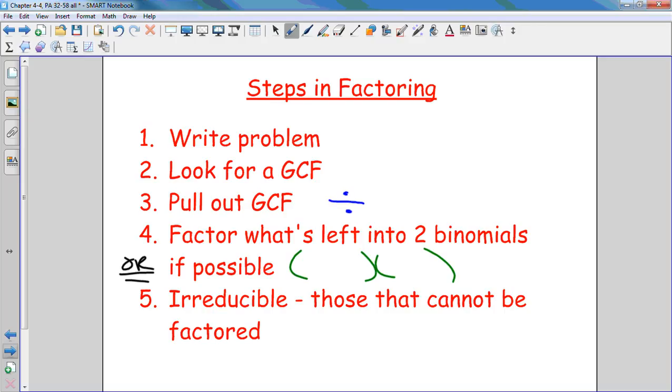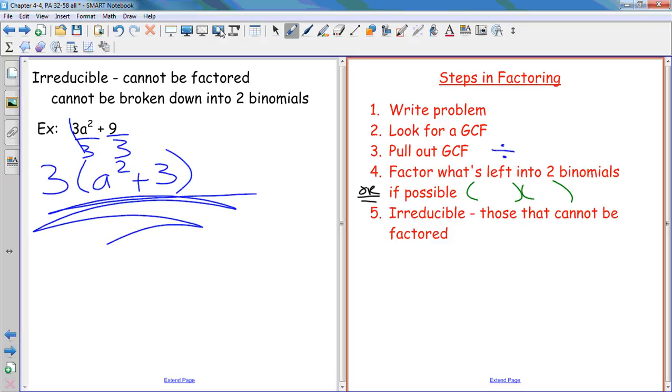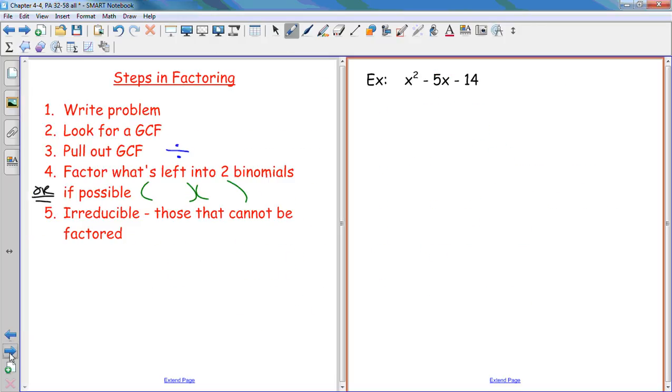Let's do some examples. I'm going to do a dual screen so you can still see the steps, so if you're still writing them down, that's fine. Can you see it okay?